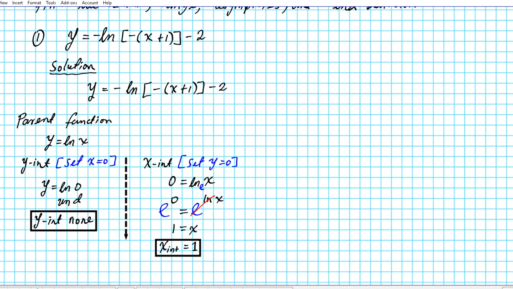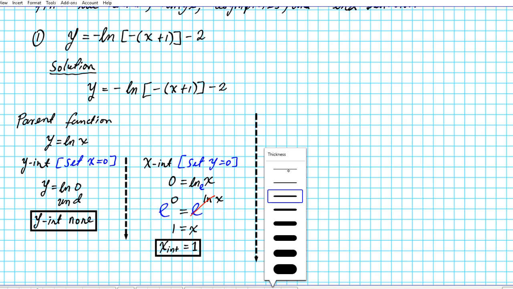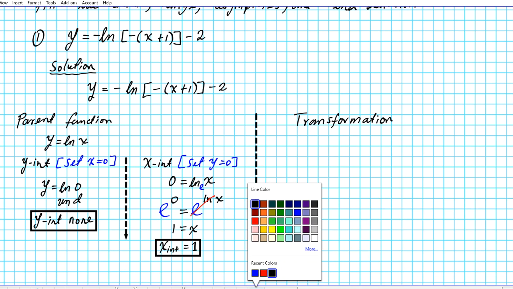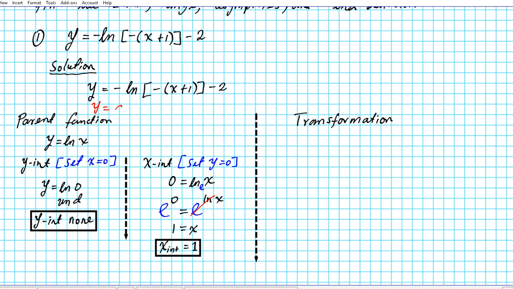Now that we have that down, we're going to go ahead and proceed to describe the transformations. To describe the transformations, we need to know what certain variables are, namely a, b, h, and k, the signs of a and b, and then what the values of h and k are. That will help us to describe what the transformations are. To guide us, we're going to write down the transformational form of our logarithmic function underneath it. So we're going to have y equals a times the natural logarithm of b times x minus h, plus k.